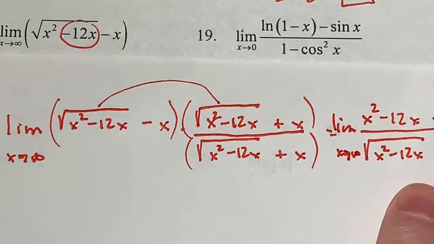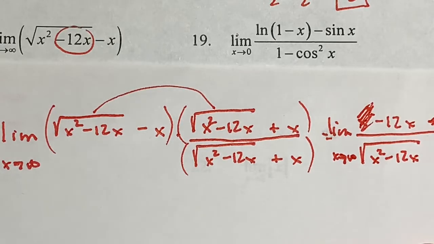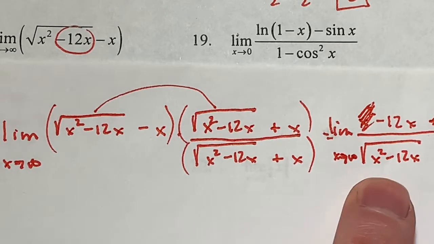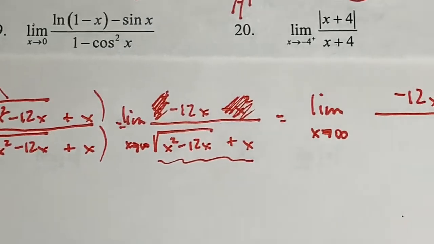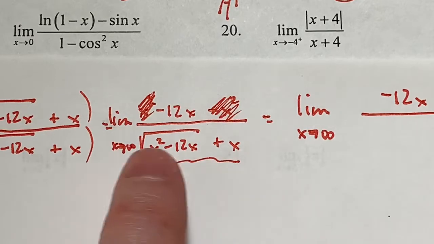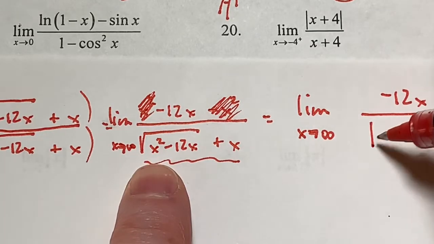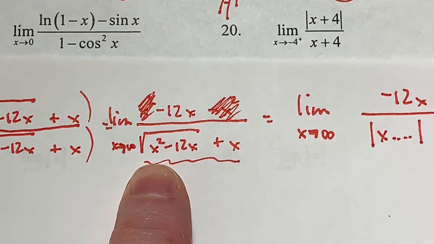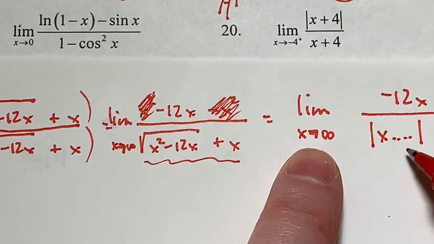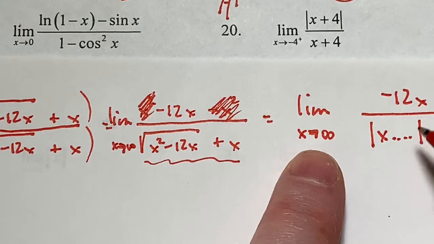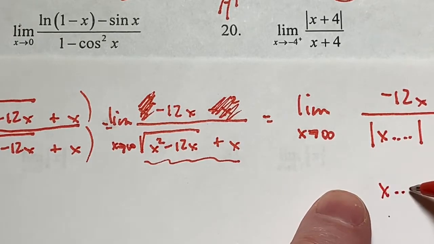Okay? Now, at this point, my x squareds cancel. And what ends up happening is now I have a fraction, and I've got rules for infinity with fractions. So let's take a look at this. I've got this negative 12x on the top, and on the bottom, I've got this square root problem. What if I took the square root of the x squared? Now look what happens when you write it as an absolute value. All right, and then if I'm going to the right, what happens? I'm going to use the right part of the absolute value, which is positive x something.